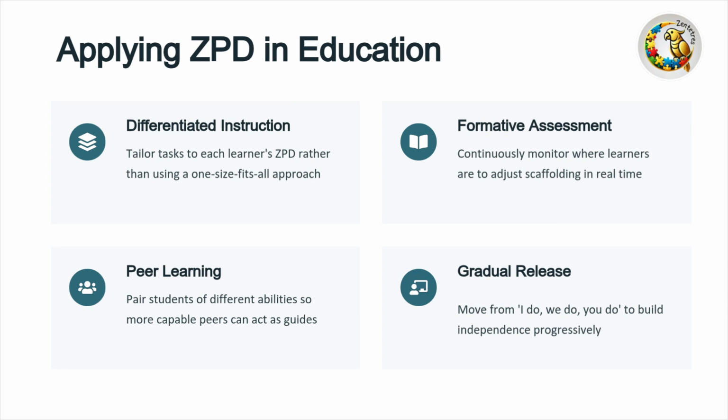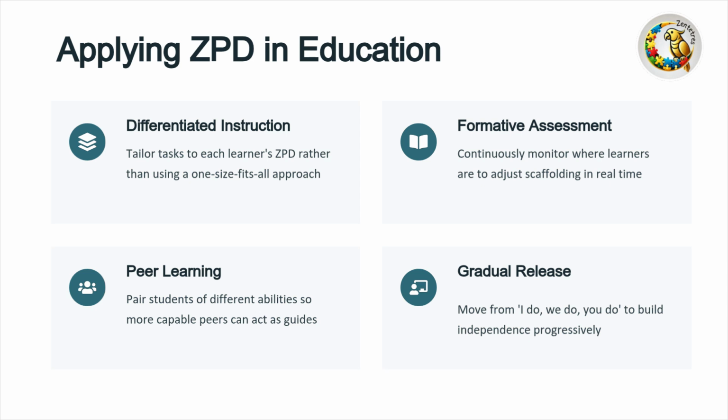Vygotsky's ZPD has direct, practical applications in modern education. Differentiated instruction means recognizing that every student has a different ZPD and tailoring tasks accordingly. Some students need more challenge, while others need more support. Formative assessment involves continuously monitoring where learners are so that scaffolding can be adjusted in real time. This is not about end-of-term exams, but about ongoing, responsive evaluation.